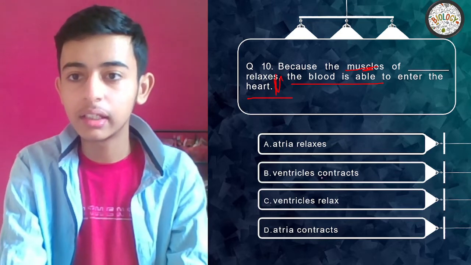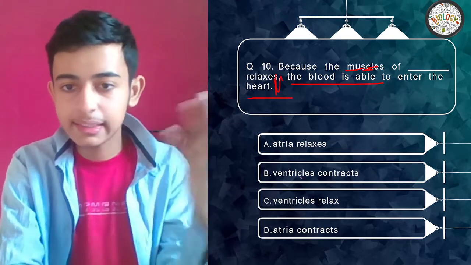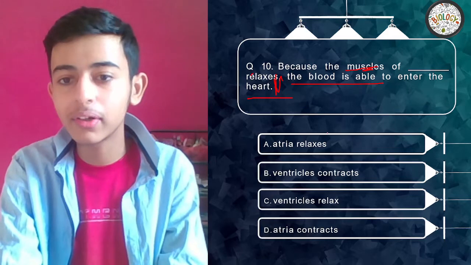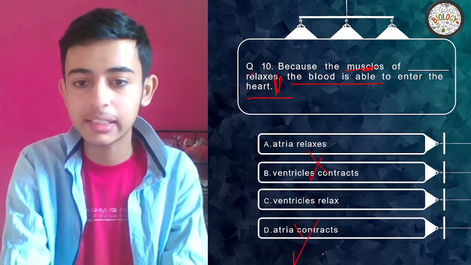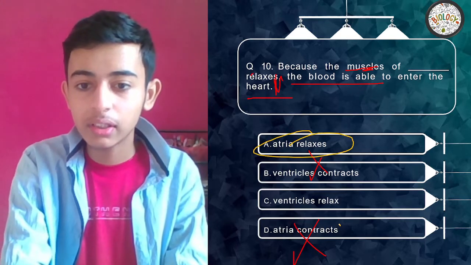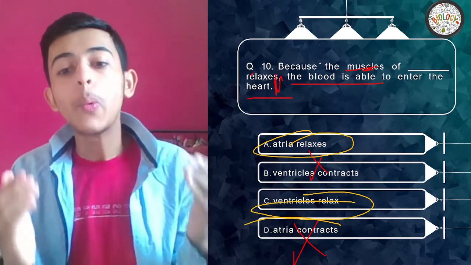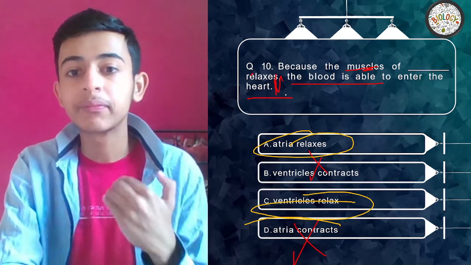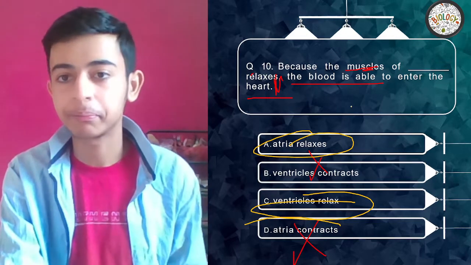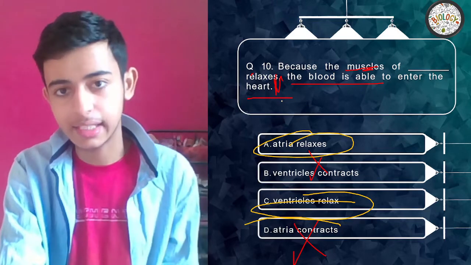Atria, ventricles, atria. Atria relaxes, ventricle contracts, ventricle relax, atria contract. So when relaxes is already given, contracts get eliminated automatically. Now the confusion can be between atria relaxes or ventricle relax. So remember, whenever ventricle relax, then what happens? Who's gonna tell me? Quickly tell me in the chats. I hope I'm getting as many answers because you're testing yourself.